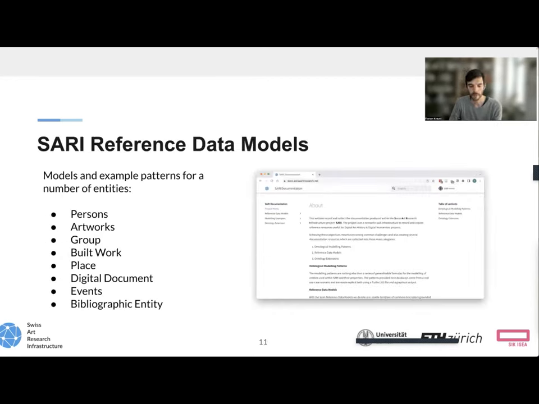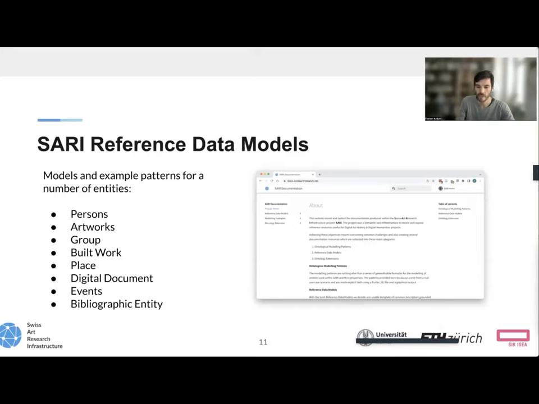The first one we address in our SARI reference data models. And this is really for enabling shared description of cultural data. They are available for a number of entities that we usually find in cultural datasets. The models themselves are based on CIDOC-CRM and its extensions. For example, we use FRBRoo for bibliographic data, or CRMdig for a description of digital provenance data.